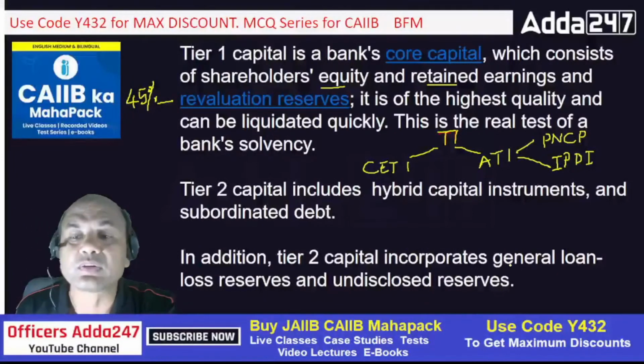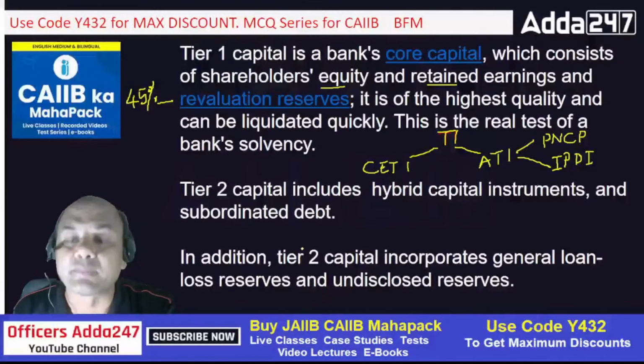Now what is this general loan loss reserve? It means basically whatever losses can happen. Basically remember, tier 2 is the paid capital, paid.